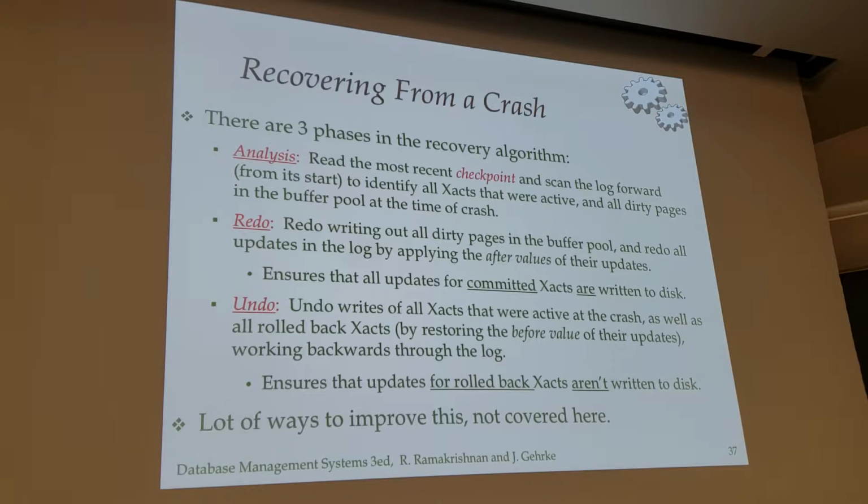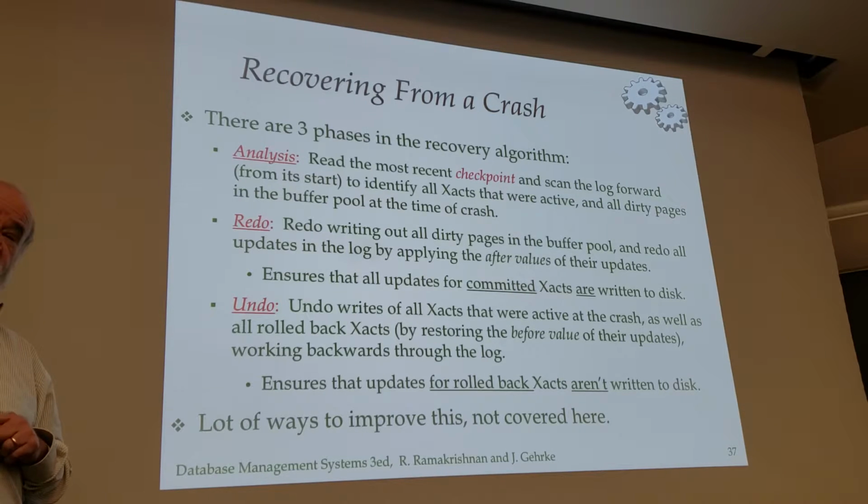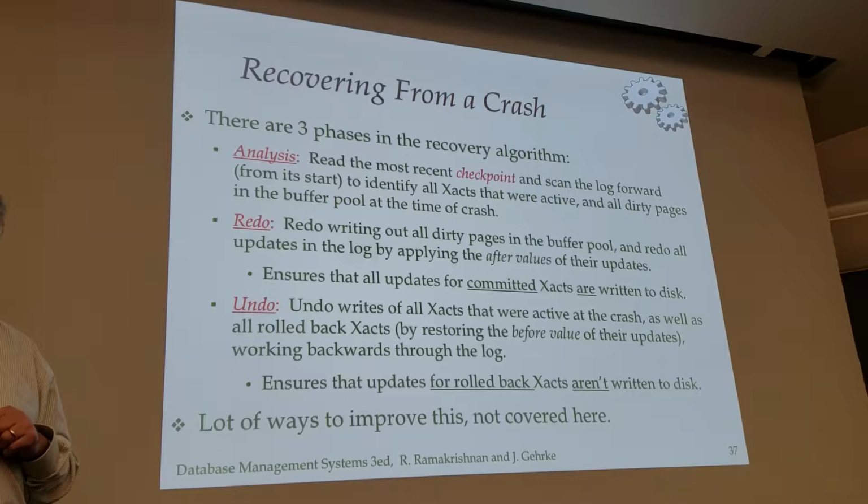The first phase is you're going to look at the most recent checkpoint, and you're going to figure out what's going on by playing with the log, identifying all the transactions that were active and all the dirty pages in the buffer pool. So you figure out what isn't reflected inside the database. Then you're going to redo. Now remember, pages could be dirty because of transactions that committed, because of transactions that were rolled back after the checkpoint started, and because of transactions that were active.